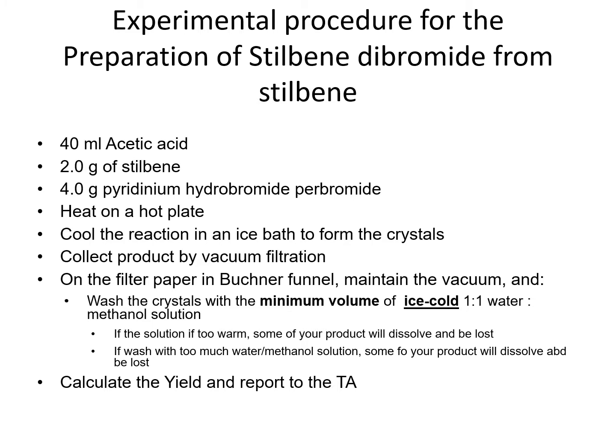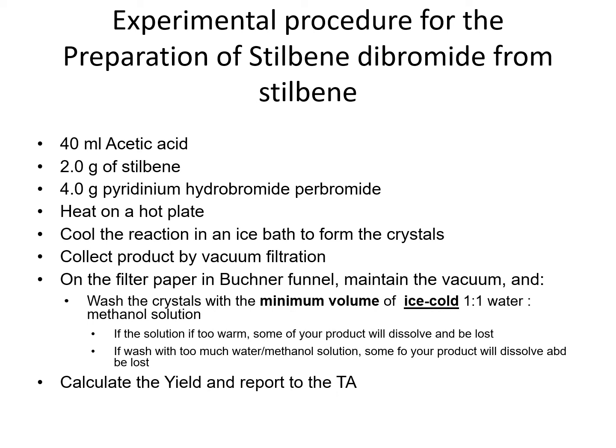This is the experimental procedure for the preparation of Stilbene dibromide. We're going to mix 40 ml of acetic acid, 2 grams of Stilbene, and 4 grams of pyridinium hydrobromide perbromide, and we're going to heat this on a hot plate. We're going to cool the reaction in an ice bath to form the crystals, collect the product by vacuum filtration, and then on the filter paper in a Buchner funnel, we're going to maintain the vacuum and wash the crystals with a minimum volume of ice-cold 1:1 water-methanol mixture.